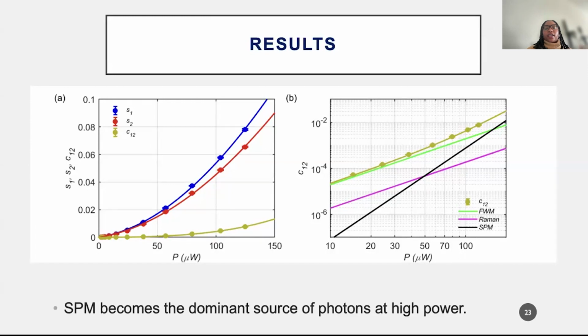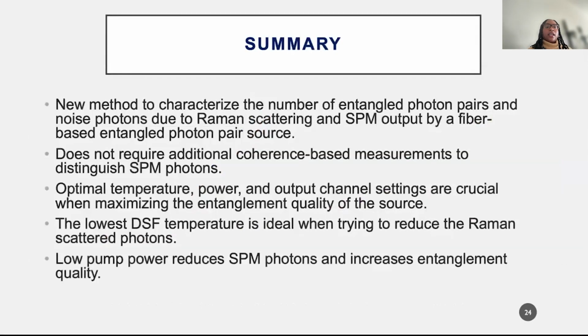In previous efforts to characterize the self-phase modulation photons, researchers relied heavily on coherence-based measurements to distinguish between the self-phase modulation photons and the four-wave mixing photons. But with this fitting method, it distinguishes between the two photons with no additional measurements due to the different power dependencies of each type of photon. So in summary, throughout this presentation, we've looked at a new method to characterize the number of entangled photon pairs. We recognize that this method does not need additional coherence-based measurements to distinguish between the self-phase modulation photons.